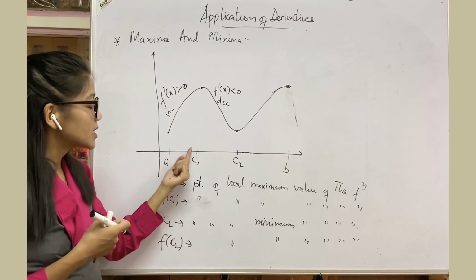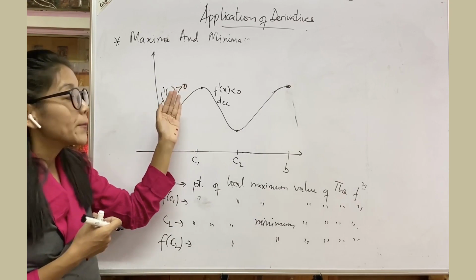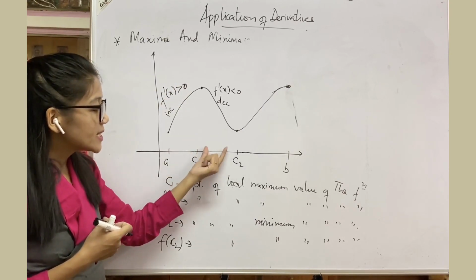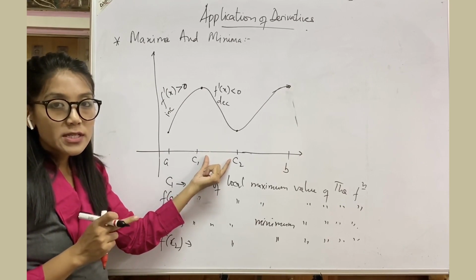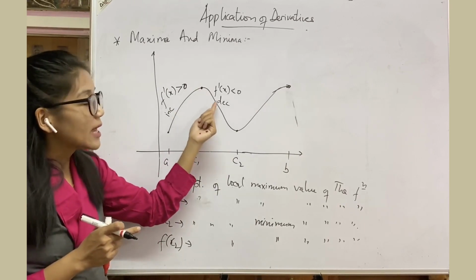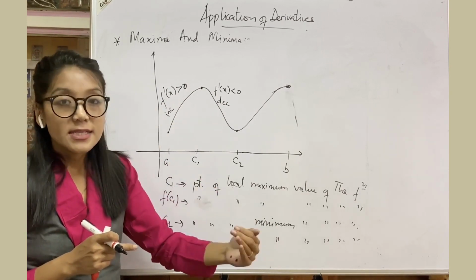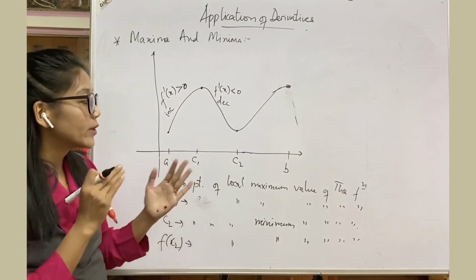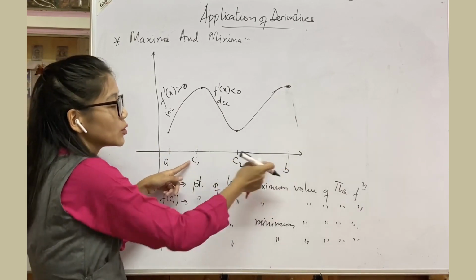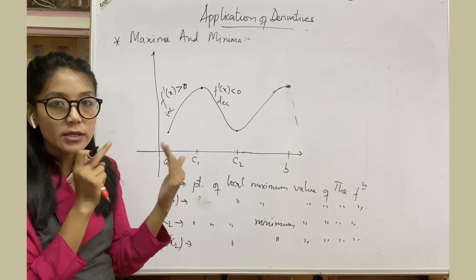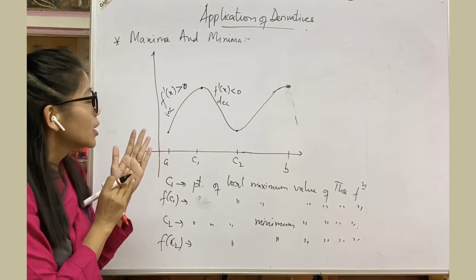At any point you take, f dash x will be positive since it is increasing in that interval. And on the right hand side of c1, within this interval if you take any point, then the sign of f dash x will be negative because in that interval the function is decreasing. Is that clear? So when we talk about the interval, you cannot take a large interval. You have to take the minimum interval. We are talking about the local maximum and local minimum. So it is like this.